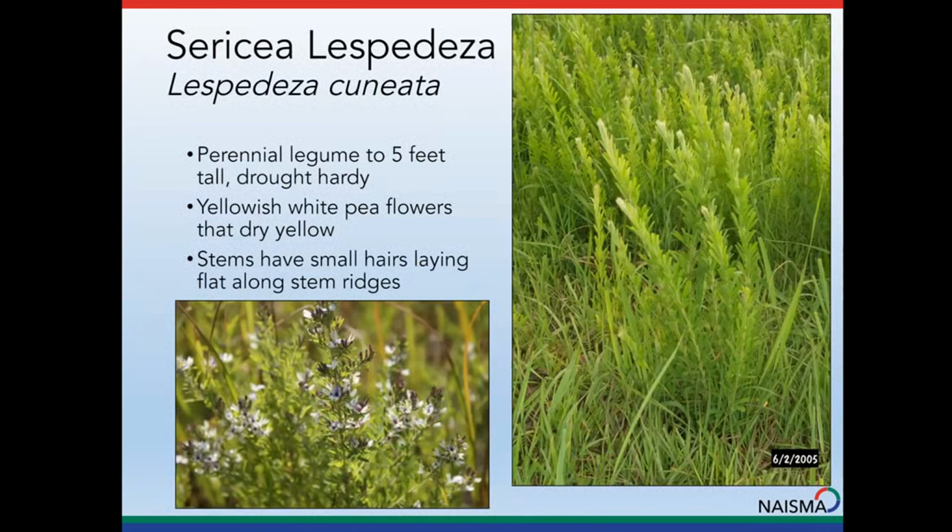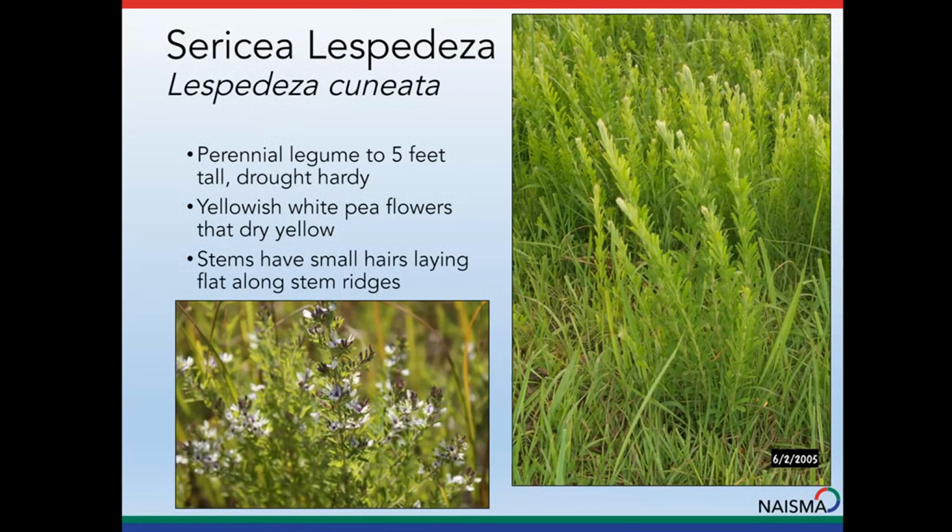So then we move on to Sericea lespedeza. This is a species that is a perennial legume that we deal with. It's about 5 feet tall and it's drought hardy. I can't remember the whole history, but I think it was brought in as a drought tolerant forage species, and then it started to invade in eastern, more humid rangelands.